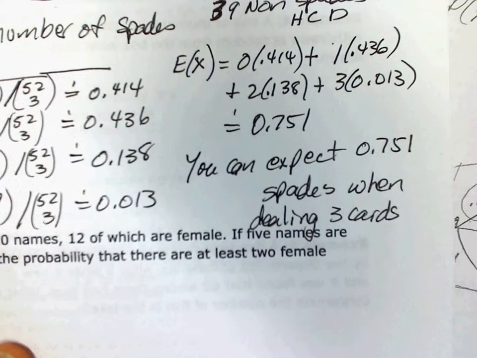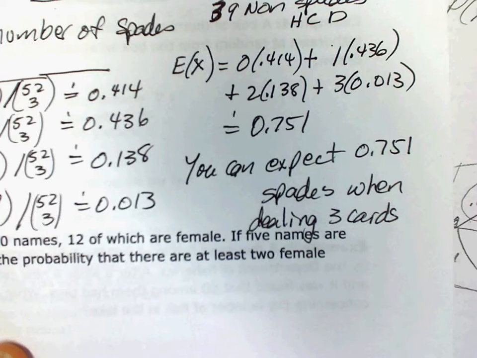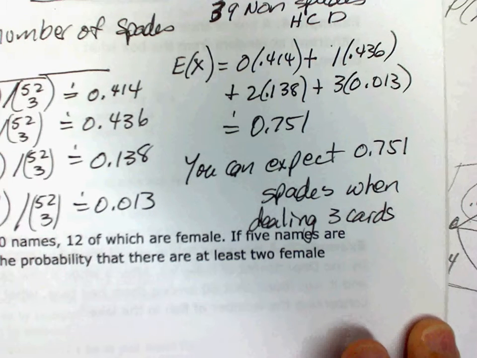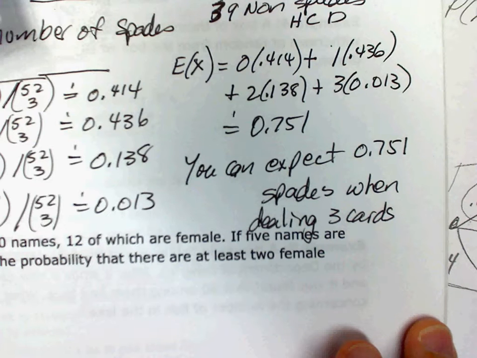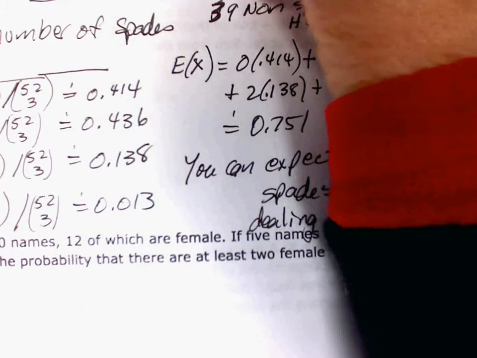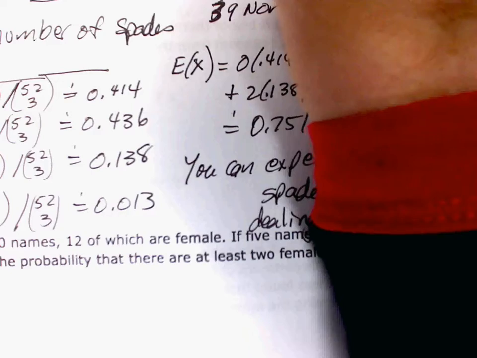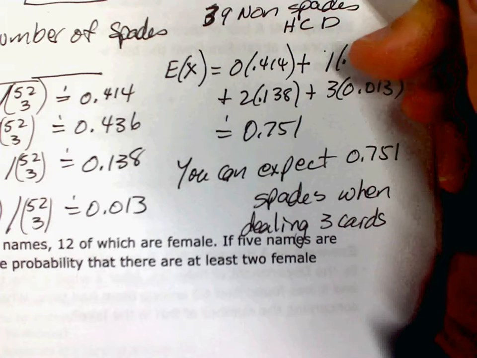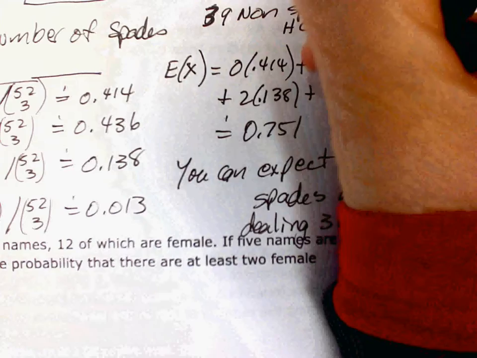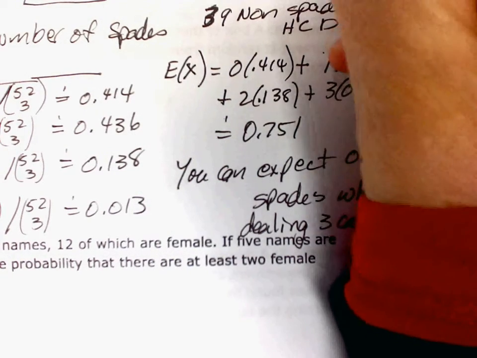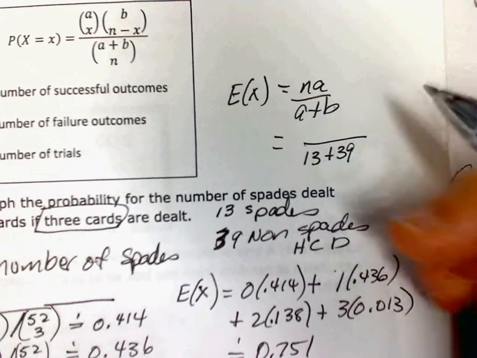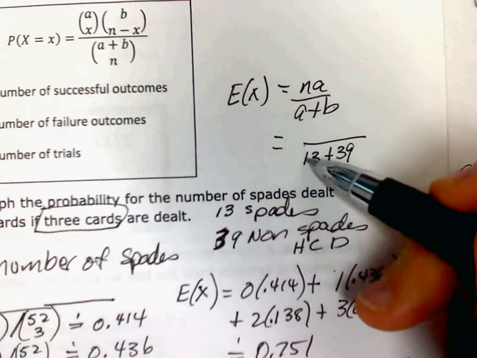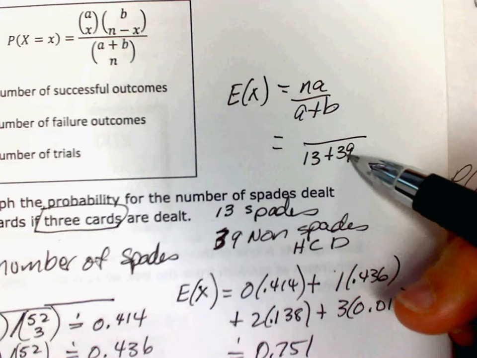Okay, so there is a formula, and that makes your life easier. The formula is: expected value of X equals N times A over A plus B. So there are 52 cards, and A is the number of spades, the number of your successes, 13. B is the number of non-spades, 39.